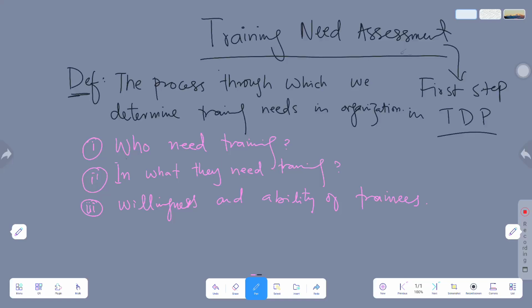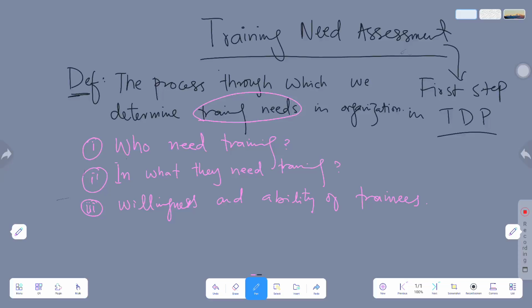So we can say that before conducting a training program, we conduct the training need assessment, through which we determine whether training is actually needed, or whether training is a solution to a problem or not. So this is the process through which we determine training needs in an organization. There are three things we determine through training need assessment: who needs training, what they need training in, and whether the trainees are willing and able to learn.